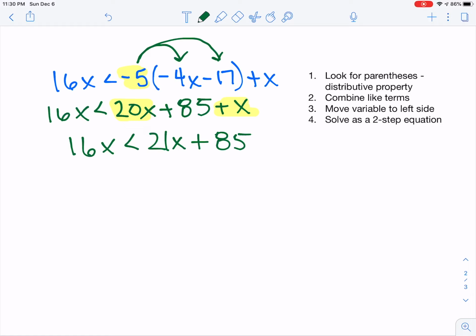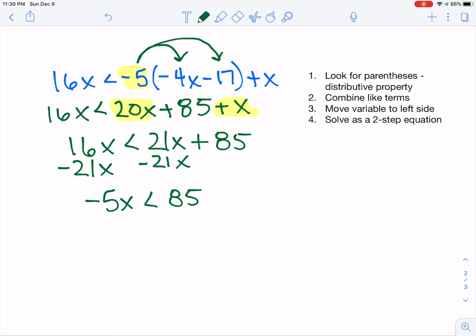All right, so now we're down to step 3. It says move the variable to the left side of the equation. So I'm going to take this positive 21x and do minus 21x to move it over to the left side. So 16x minus 21x is negative 5x. There's my less than symbol. And now the only thing on the right side is 85.